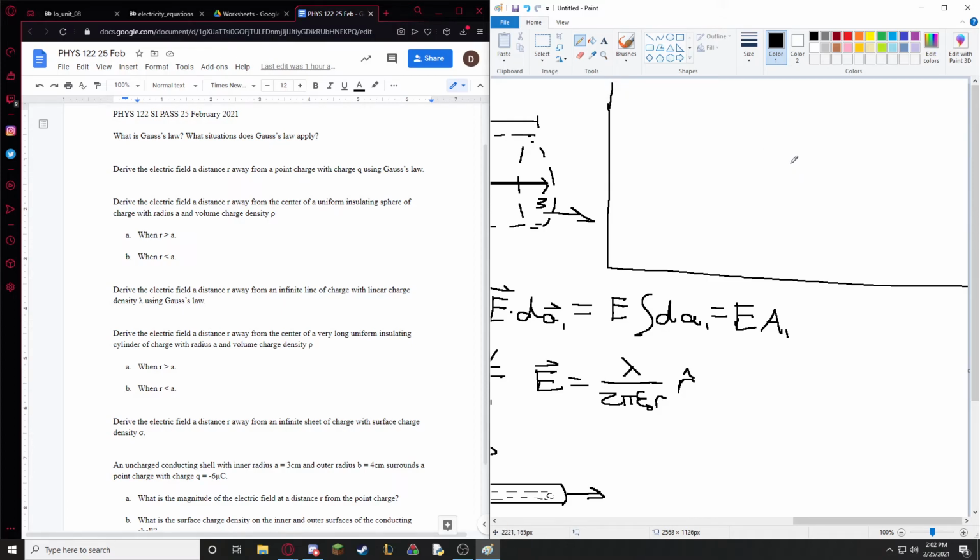We're going to have an electric field a distance r away from an infinite sheet of charge. So let's say this is our infinite sheet going into and out of the page. It has surface charge density sigma. It goes into and out of the page in both directions forever, and then up and down both directions forever. We want to find what our electric field is a distance r away from it. Let's take like 5 minutes, then we'll go over it.